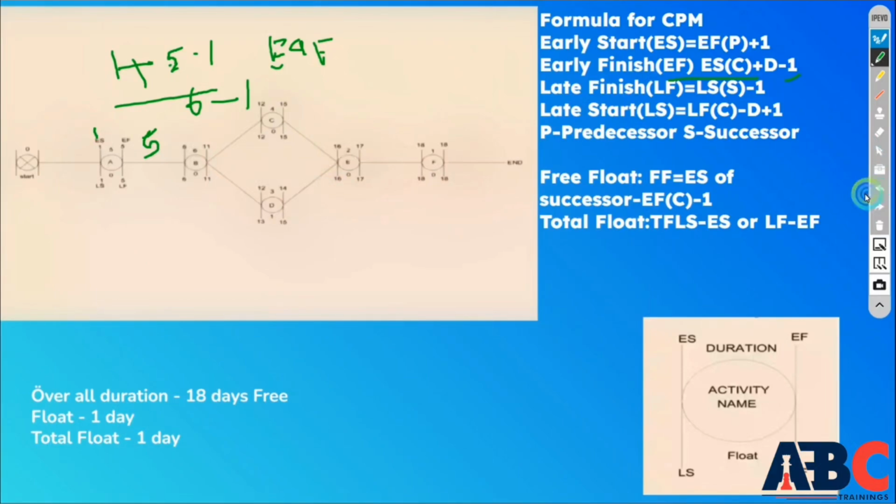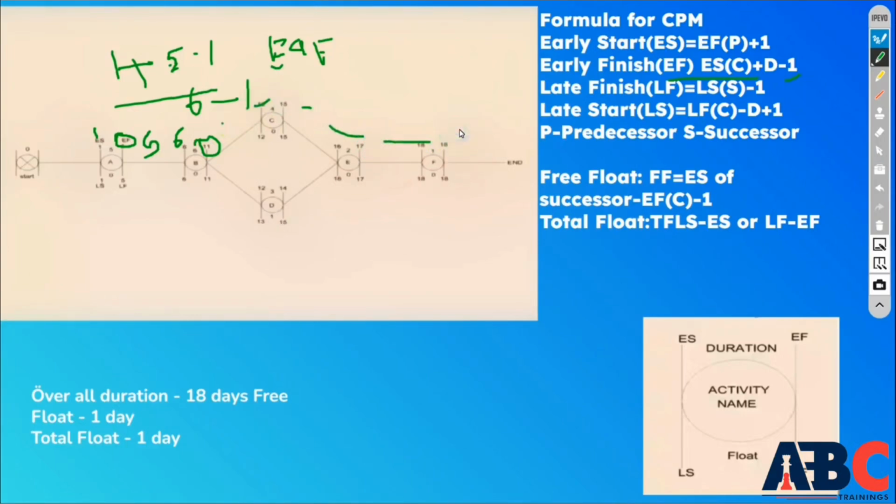In the same way, we need to calculate the early start value. Which formula do you use to calculate its early start? It is early finish of predecessor plus 1, which means 5 plus 1 is equal to 6. So its value will be 6. Again we need to calculate its early finish. 6 plus 6 is equal to 12 and 12 minus 1 is 11. So this way you can calculate everyone's early start and early finish.